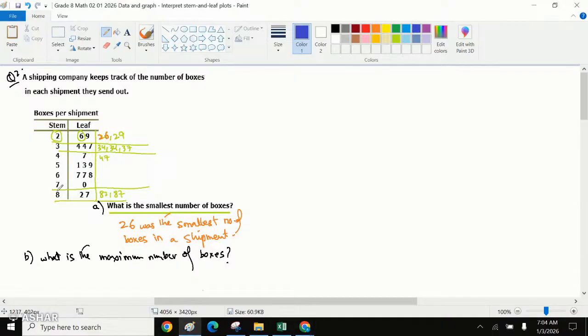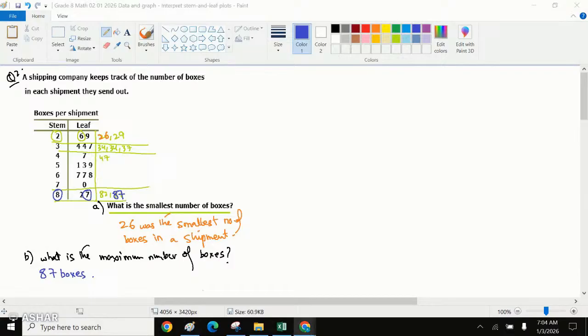Yes, the greatest would be tens would be this and this. That means the 87 was 87 boxes, right? 87 boxes were the maximum number of boxes in a shipment, right? So we can always find the minimum and the maximum, okay?